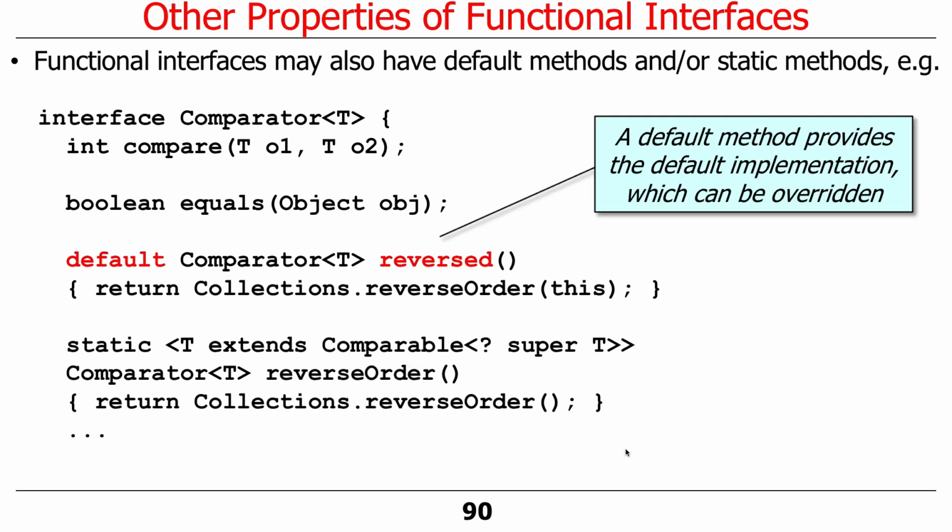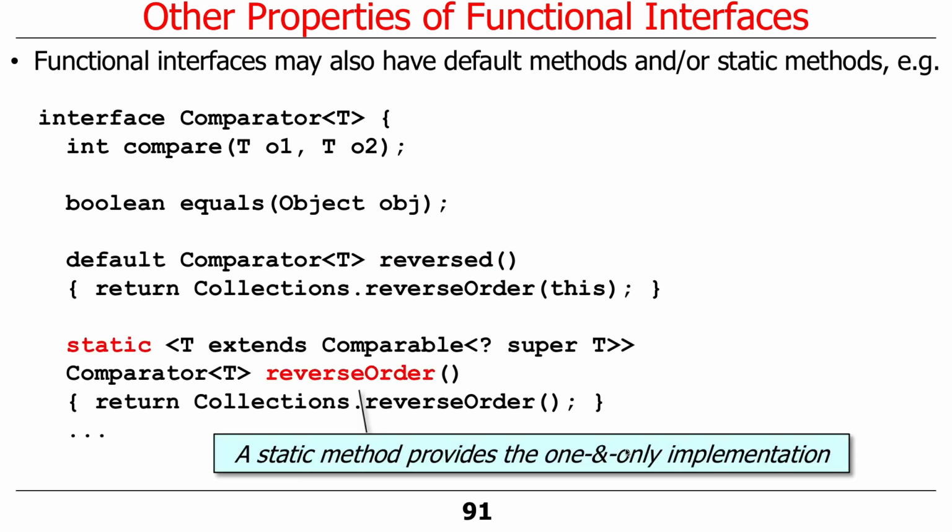If you were crazy enough to want to change what the default behavior of reversed was, you could, whereas static methods only have a single implementation. So that's the one and only implementation of this.